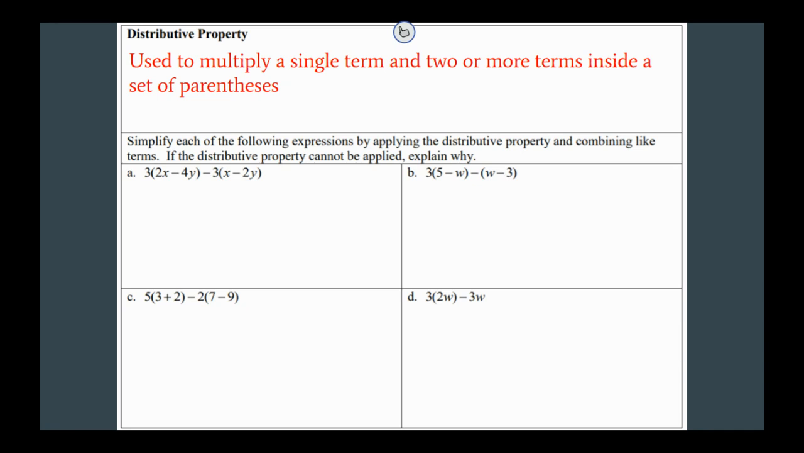Okay, so it says simplify each of the following expressions by applying the distributive property. Combine like terms. If it cannot be applied, explain why. Okay, I'm gonna let you guys do all four of those.